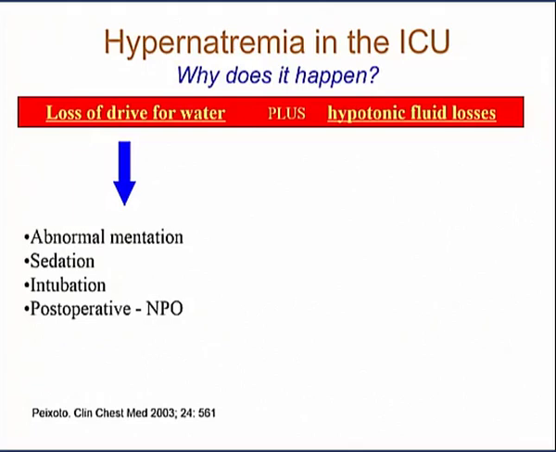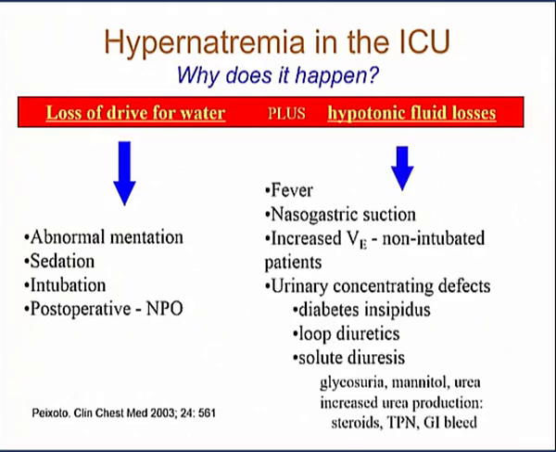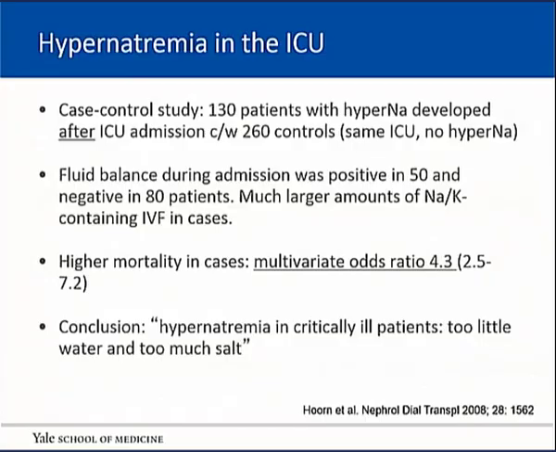And finally, they have significant hypotonic fluid losses, whether it's through fever, nasogastric suctioning, increased minute ventilation for those who are not in a closed system, so those not intubated, or they are losing it in the urine. So some have diabetes insipidus, others are receiving loop diuretics or have a solute diuresis, for example, from hyperglycemia, receiving mannitol. So this is a perfect scenario to develop hypernatremia.